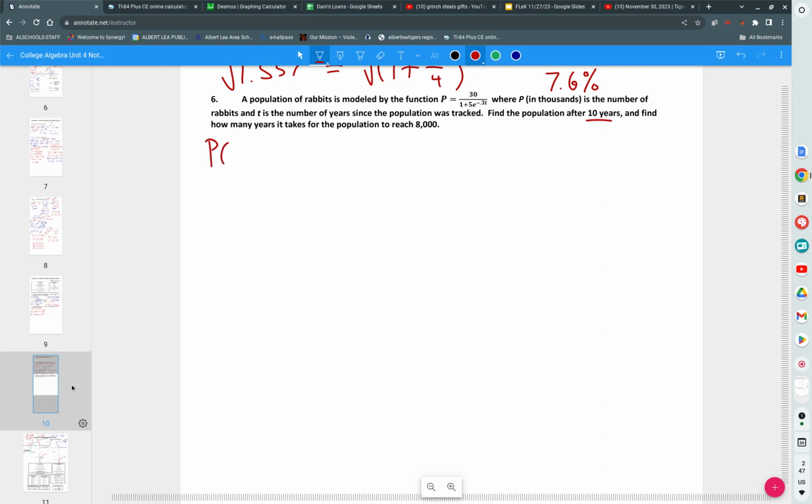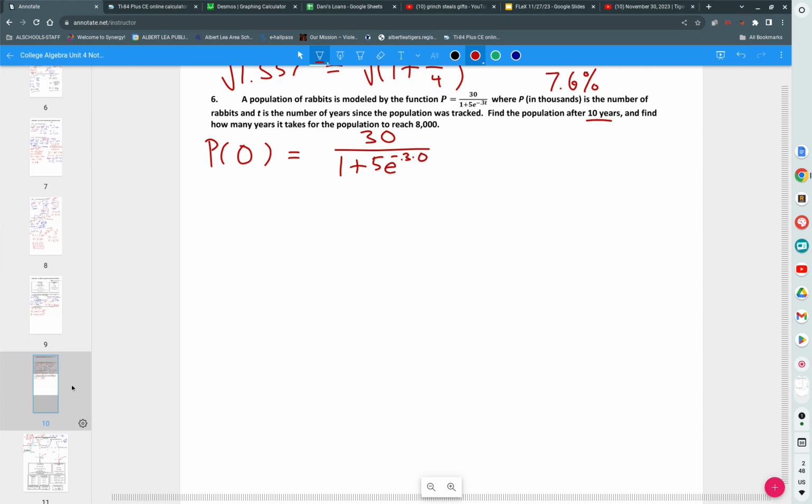If I want to know the initial population, what number do I plug in? I plug in 0. And we get 30 divided by 1 plus 5e to the negative 0.3t. I replace t with 0 as I'm plugging 0 in.